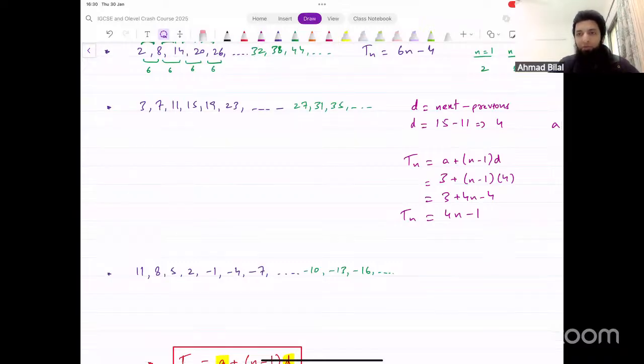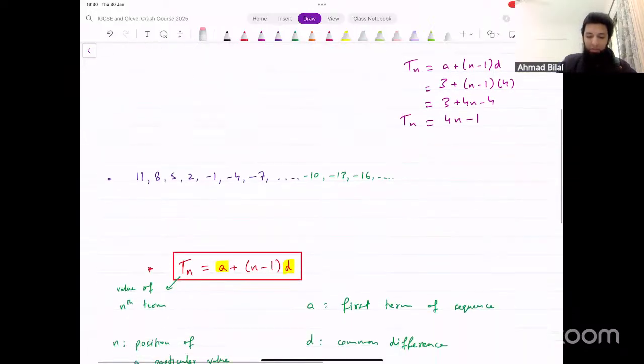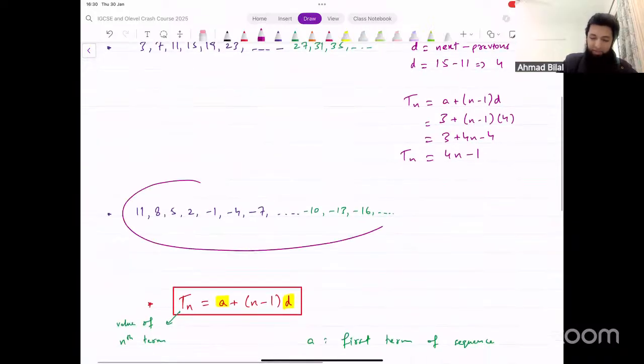Okay. If you input n equals 1 in this, that gives you the first value here. If you input n equal to 2 in this, that gives you the second value, and so on. You can find the rest of the values in this sequence. We could do the same thing with the next sequence as well, but now we have to be careful.